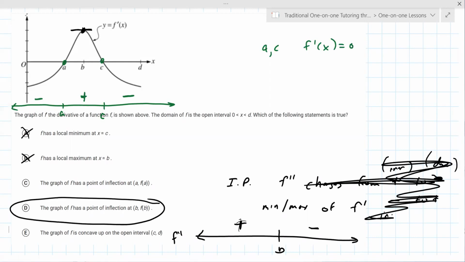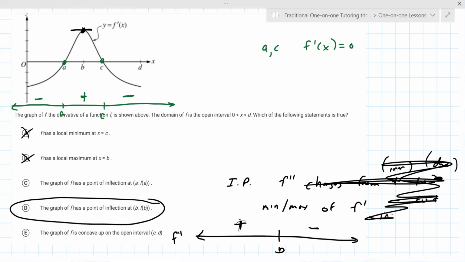It's not meant to be confusing, but it is. Go ahead. For E, concave up would have a positive slope, right? It's wherever the derivative is increasing. So say the derivative is increasing here from 0 to B. But isn't that positive slope? Yes, of the derivative.